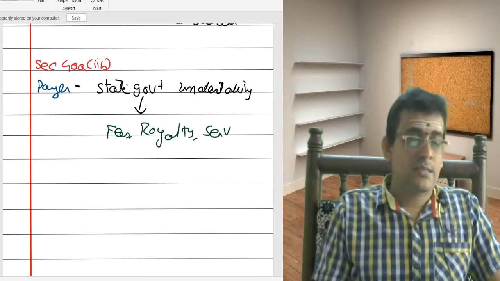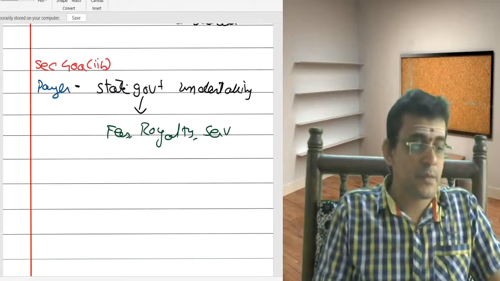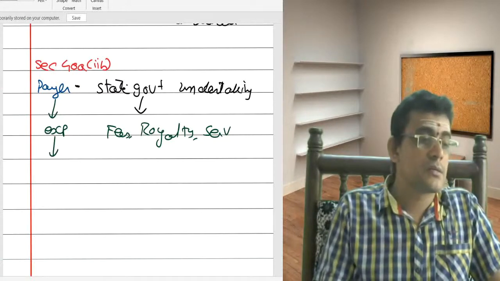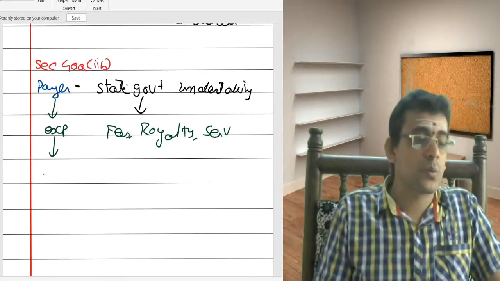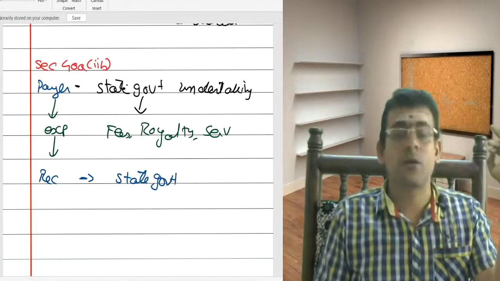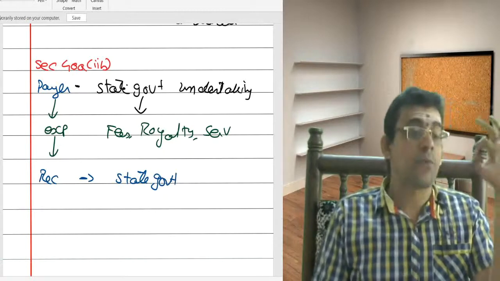You may call that service charges, whatever it is. So this payer is paying these expenses. To whom is he paying these expenses? These expenses are paid to the recipient. Who is the recipient? The recipient for this purpose is the state government. A state government undertaking making payment of expenses to the state government, then this point is applicable.